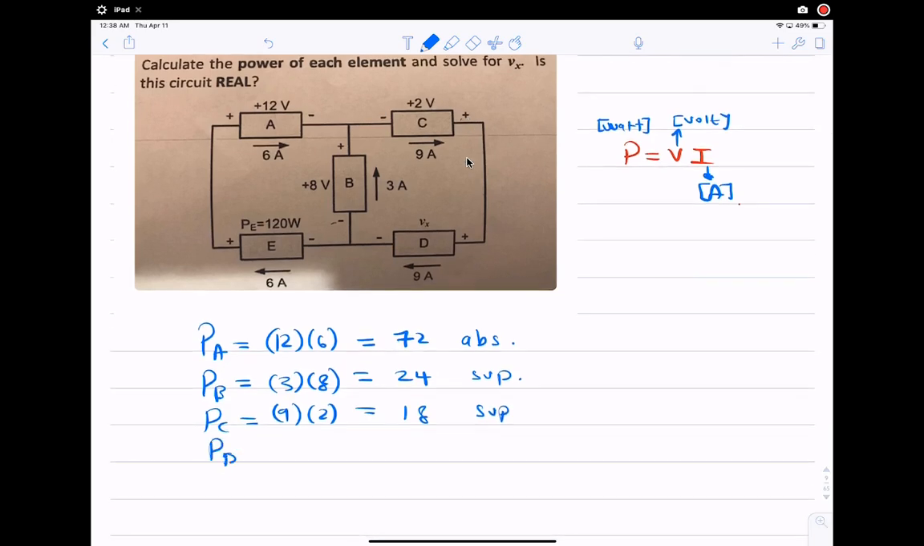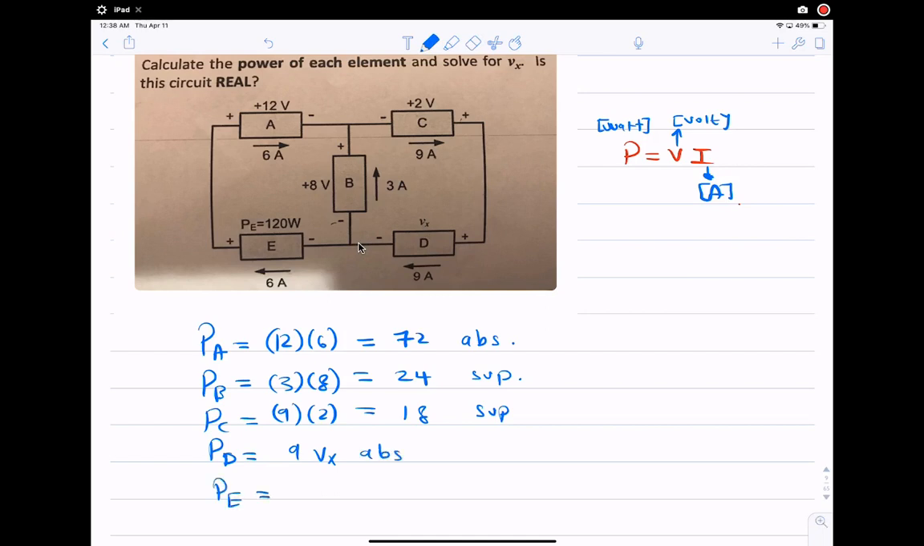Power on element D, here the voltage is unknown, so I'm gonna just write it down as a Vx, so it's 9 times Vx. And would I know here the power, is it supplied or absorbed? I'm moving from a high to a low, that means it's absorbed.